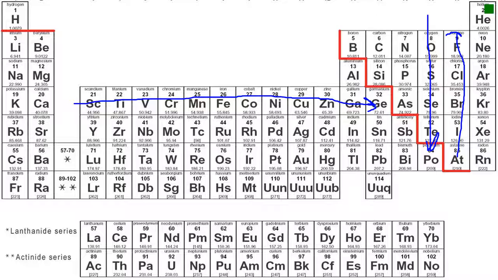Elements in the same groups or families share similar chemical properties. That's why they're called families. For example, the halogens are all in group 18, and they all share very similar chemical properties. Namely, these elements are not very reactive at all.